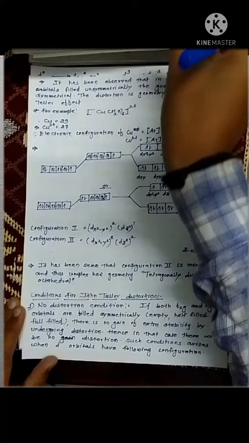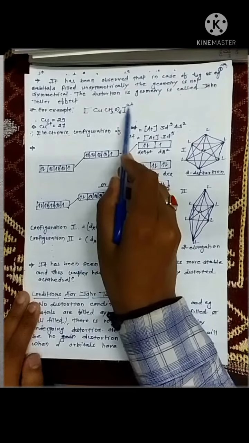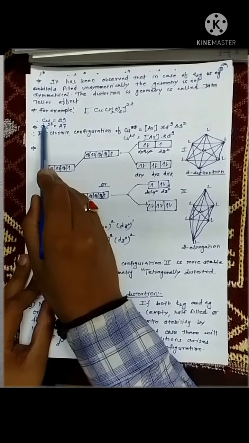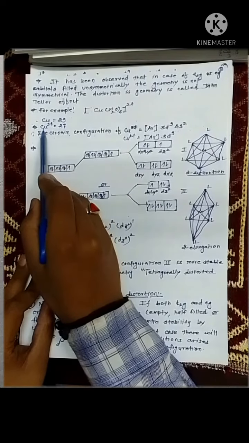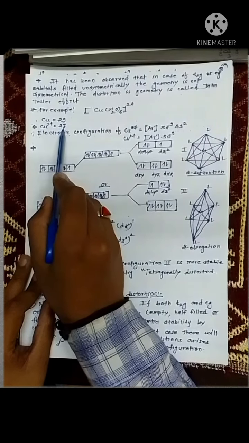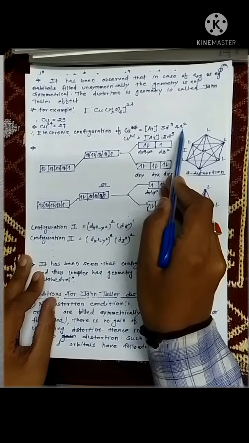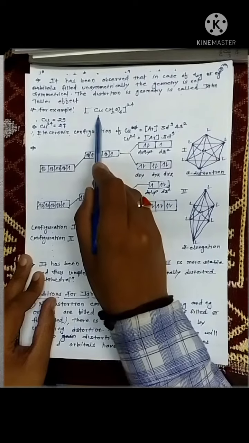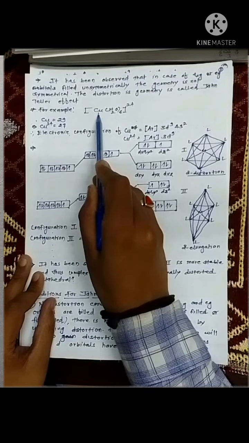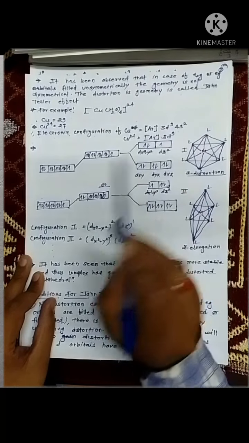So we are going to see what this statement actually means. Just see the example of the hexaaquo copper 2 plus complex. We know that copper has atomic number 29, therefore copper 2 plus has 27 electrons. So the electronic configuration of copper can be written as argon 3d9 4s2. In this complex, copper is present in the 2 plus state, so copper 2 plus can be written as argon 3d9.